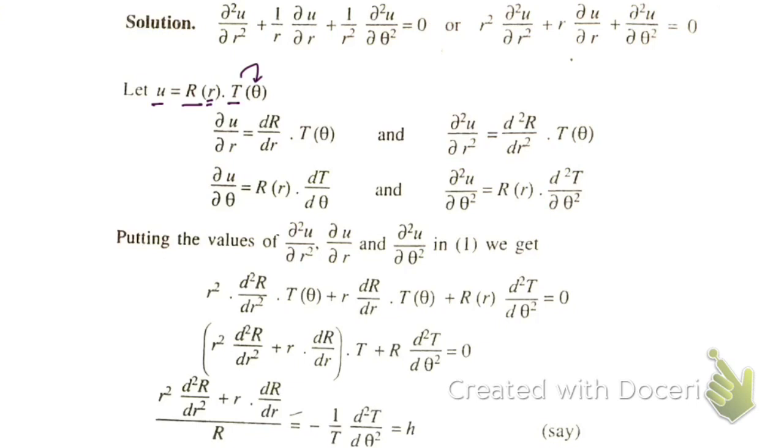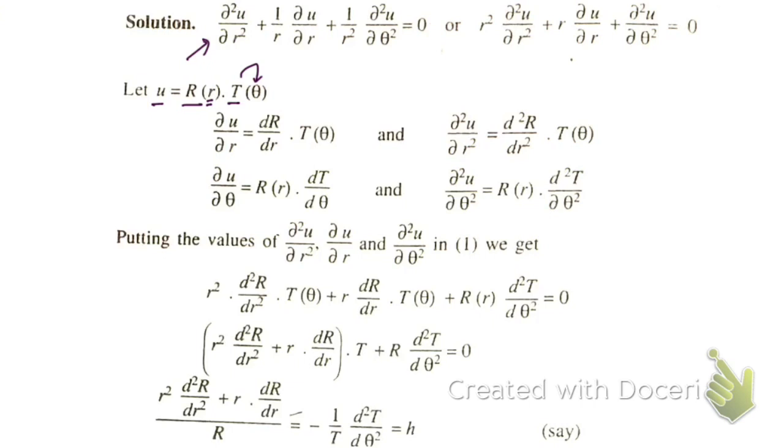Now you see what we have done here. As we have a second order partial differential equation, here you see is the partial derivative of u with respect to r.